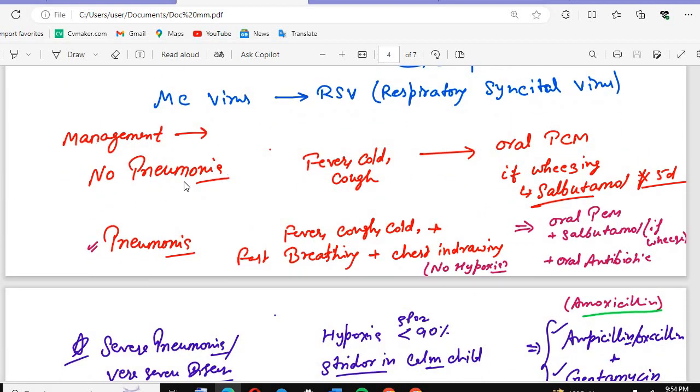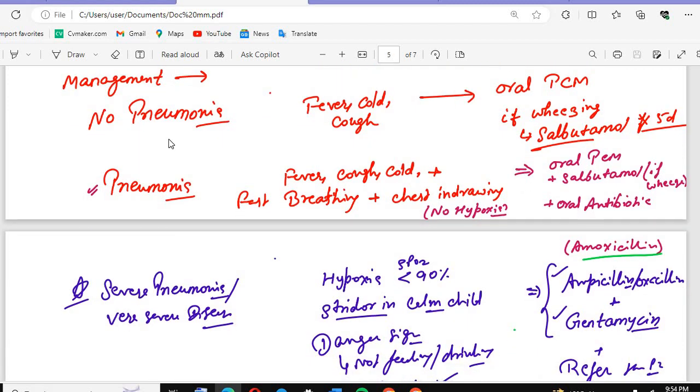If there is no pneumonia, we have fever, cough and cold, so give oral paracetamol. If wheezing is there, we need to give salbutamol for 5 days. But if pneumonia is there, we have fever, cough, cold, fast breathing and chest indrawing, with no hypoxia. If there is no hypoxia, we can give oral paracetamol and salbutamol because the patient is wheezing. Along with that, we need to treat the patient with an oral antibiotic because pneumonia is there.